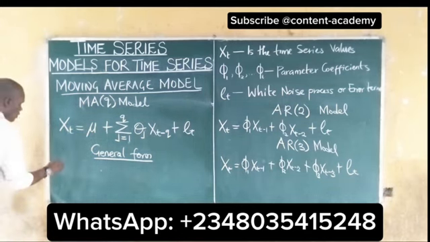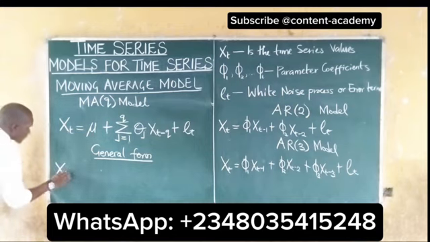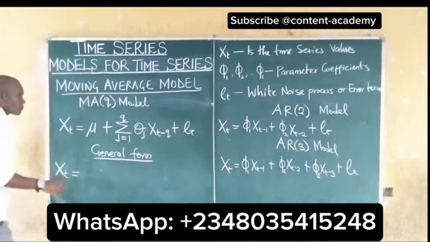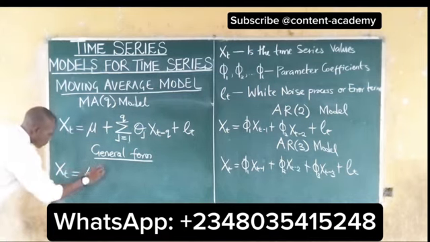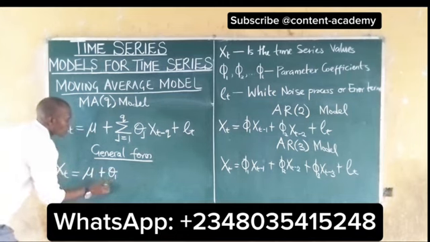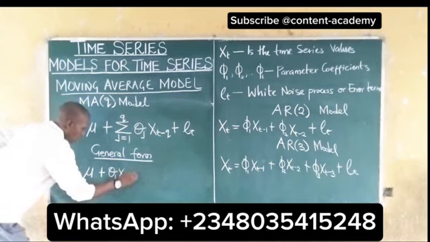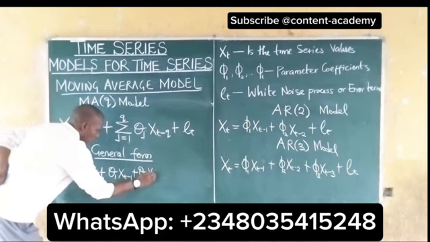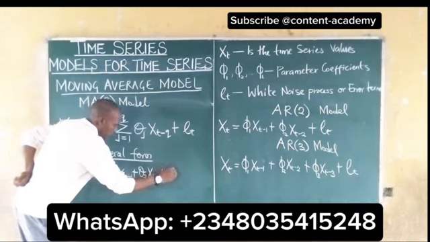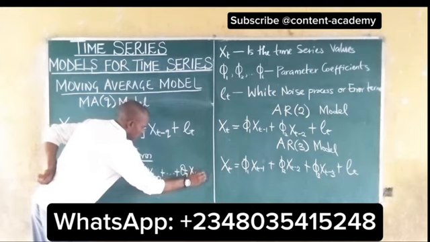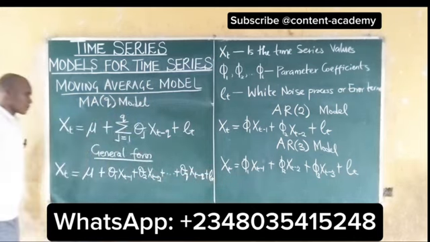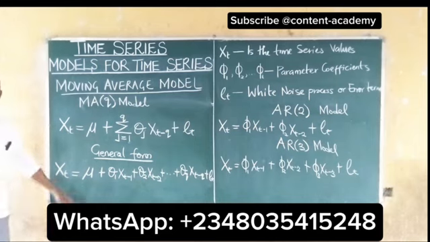So our general form will give us x t equal to mu plus theta 1 x t minus 1 plus theta 2 x t minus 2 plus, up to theta q x t minus q plus e t. Here mu is our mean. If you wish, you can include it. So this is the general form. Now, all we need to do is define the parameters. How do we define the parameters?